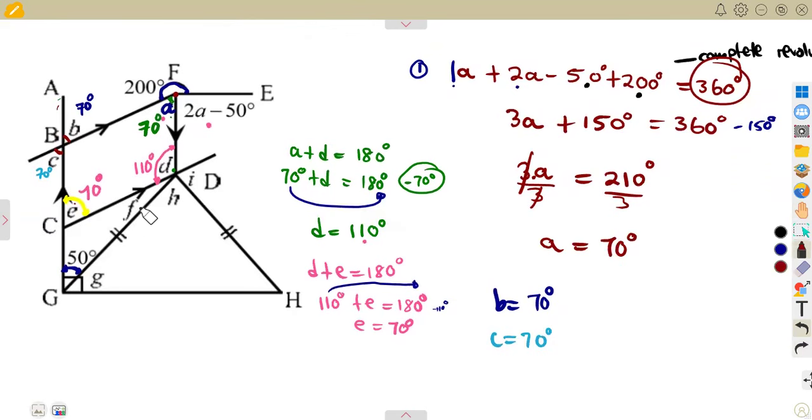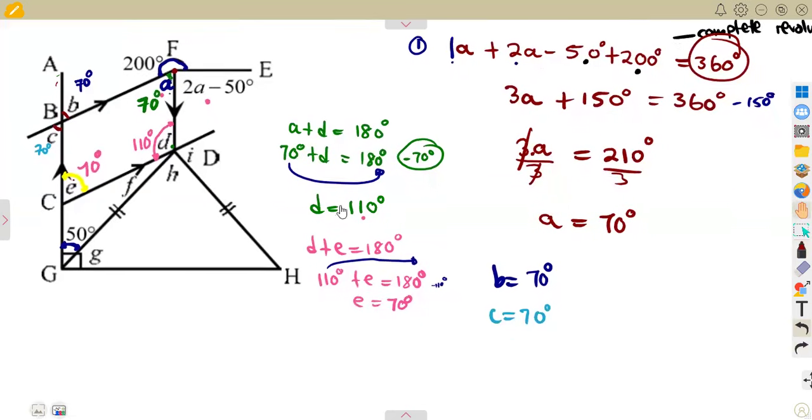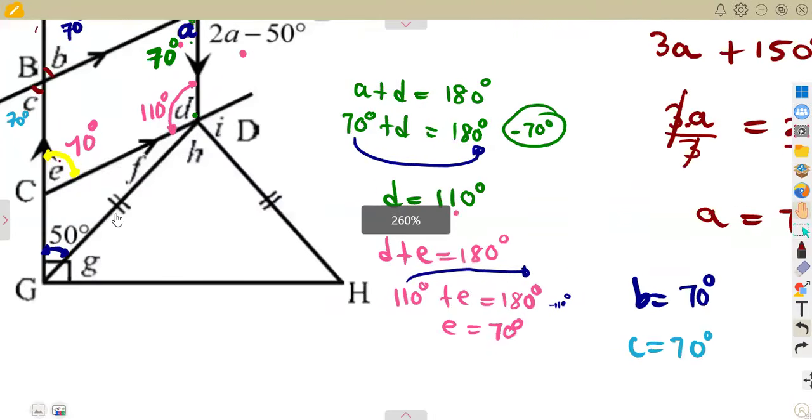All right, let's check another part. Can we calculate F at this moment? Is it possible to calculate F at this moment? All right, so we can consider this part. It was just something that is a little bit hidden, but I want you to see what is happening here.